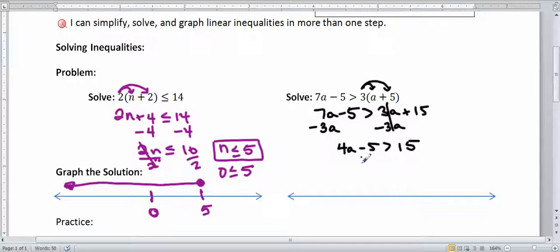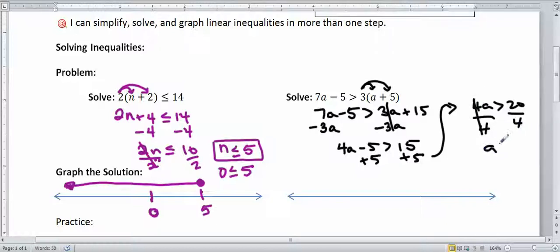And then what you should have done next is add 5 to both sides. Get 4a minus 5 is greater than, oh, nope, we're already past that. So add 5 to both sides. Get 4a. 4a is greater than 15 plus 5 is 20. And then I need to get rid of the variables. So I'm going to subtract, or divide, or I'm sorry, get rid of the 4. So I have to divide both sides by 4. So that drops out. Get a is greater than 20 divided by 4, which is 5.